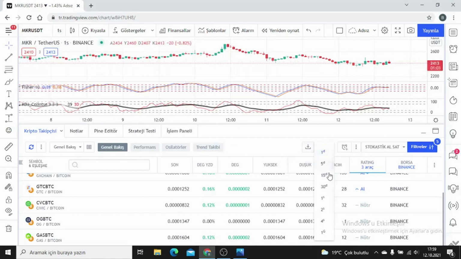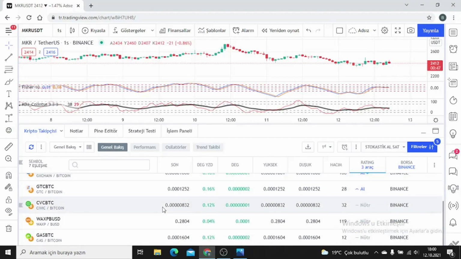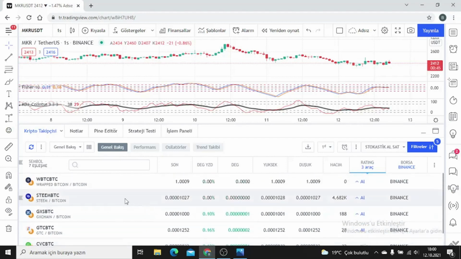Don't forget the finer details here. Do not change the period here. Let's not forget that we will trade in a 1 hour period with a 1 minute scan. Now, friends, the cryptocurrencies that come out here do not always show us the intersections, but they help us find the cryptocurrencies that intersect and are close to the intersection.